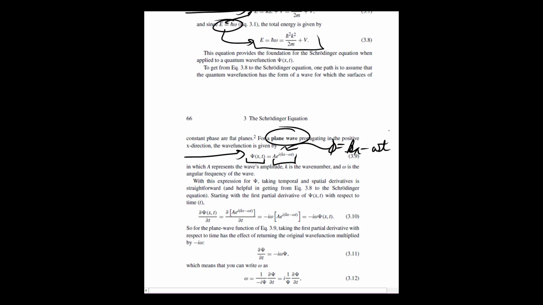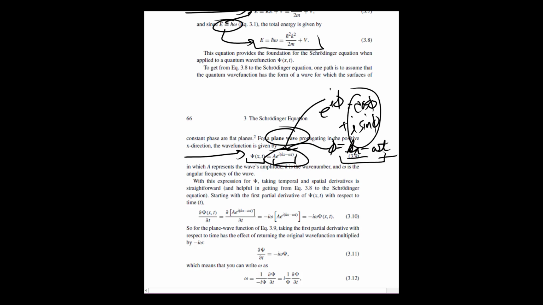And what does the phase tell you? Well, remember what e to the i phi is. e to the i phi can be written using the Euler relation as cosine of phi plus i sine of phi. So what kx minus omega t, that is phi, is telling you is what part of the sinusoidal oscillation you're in at any given location x and at any given time t.